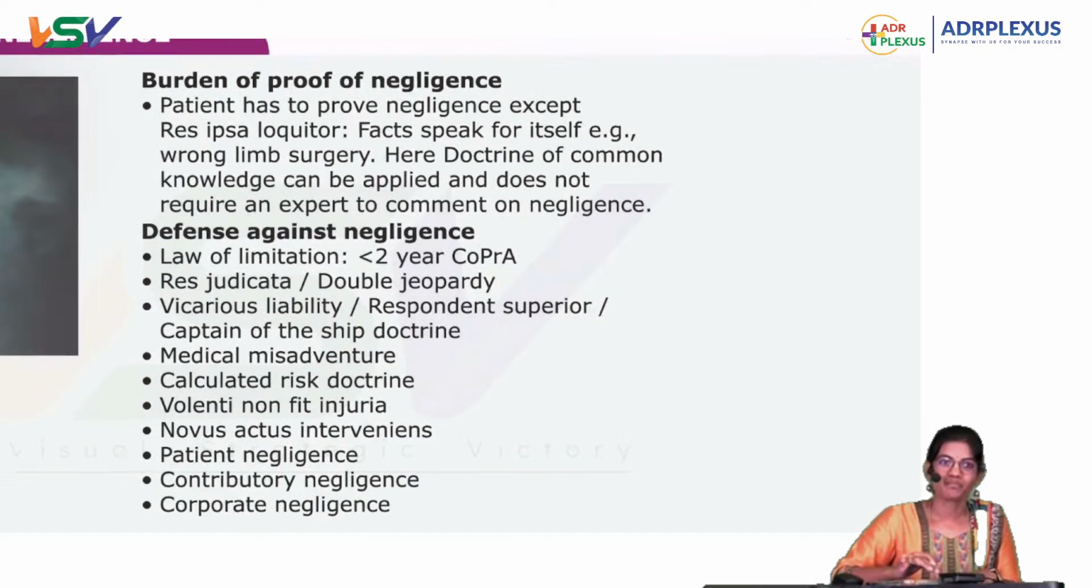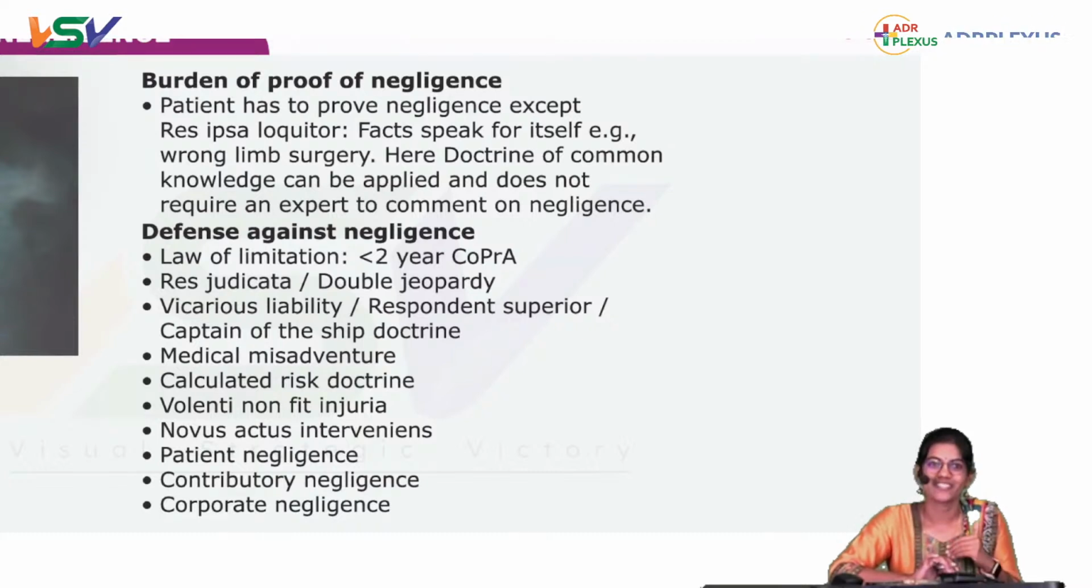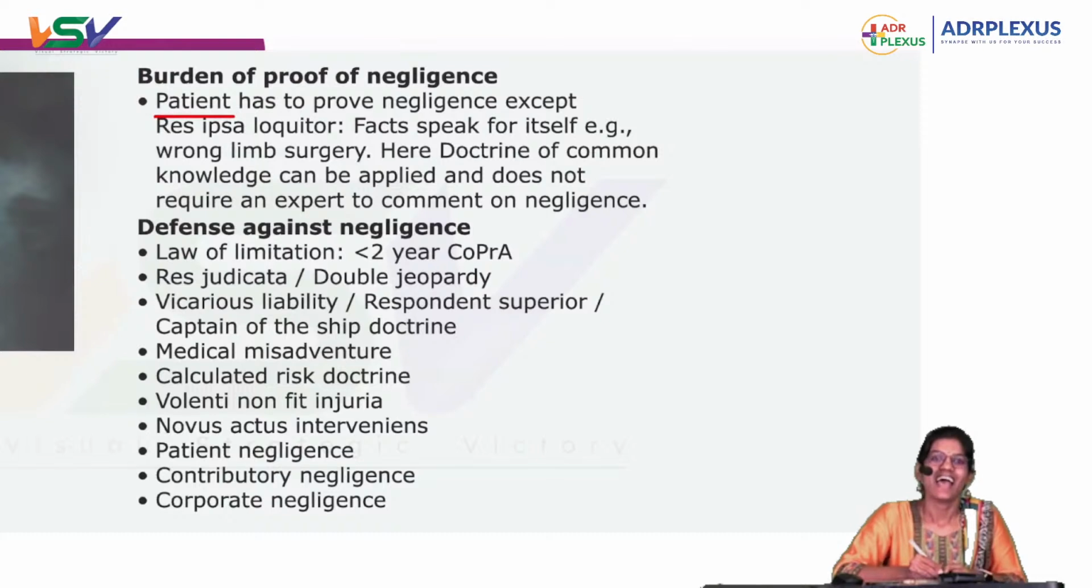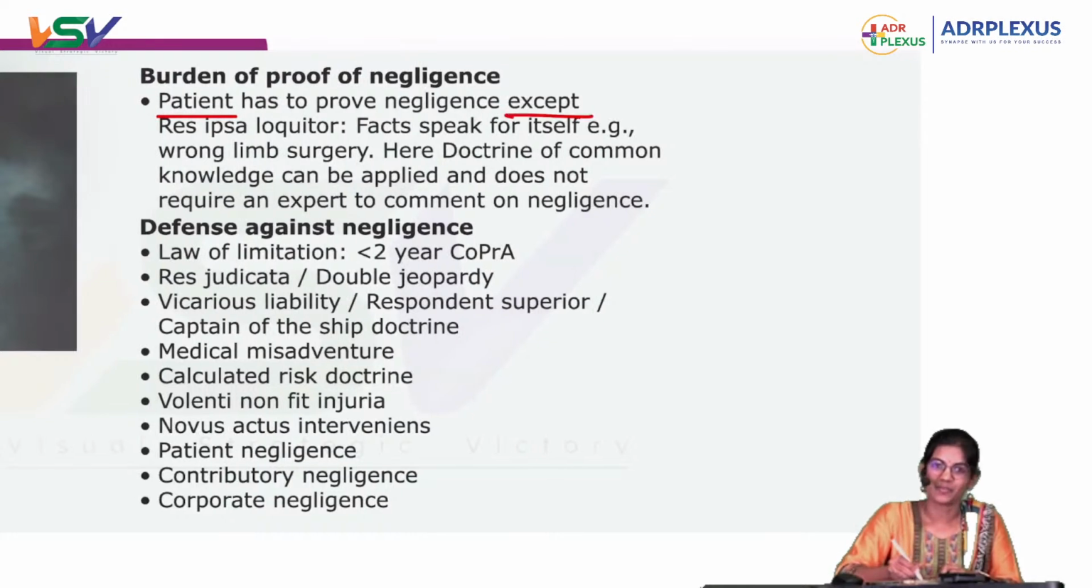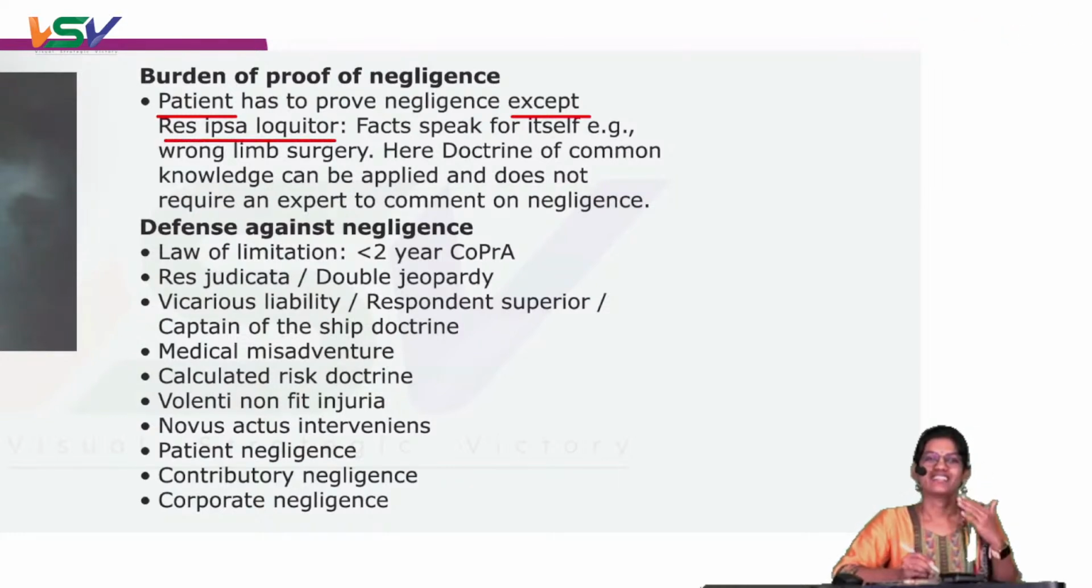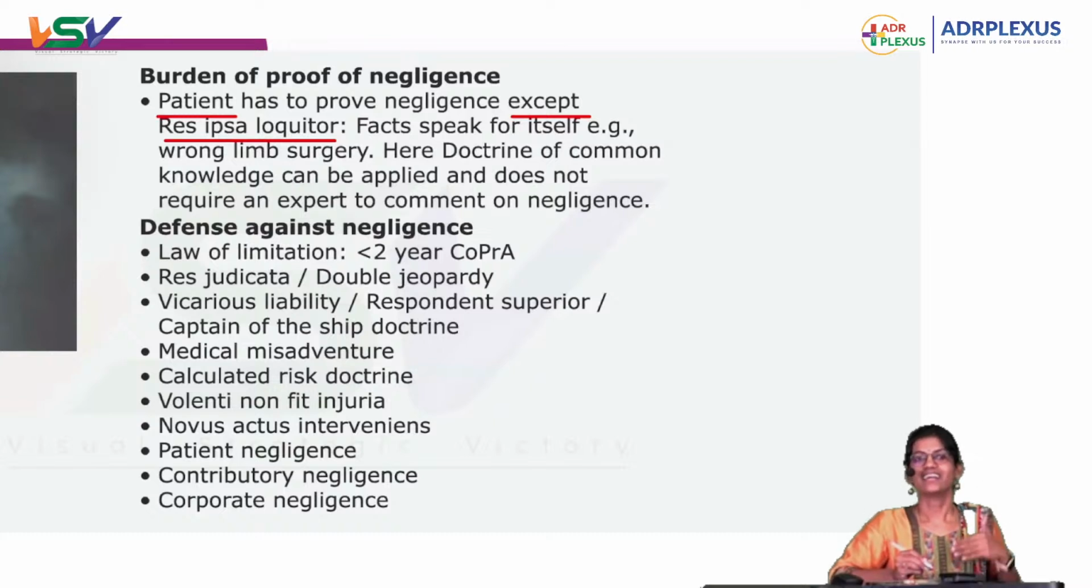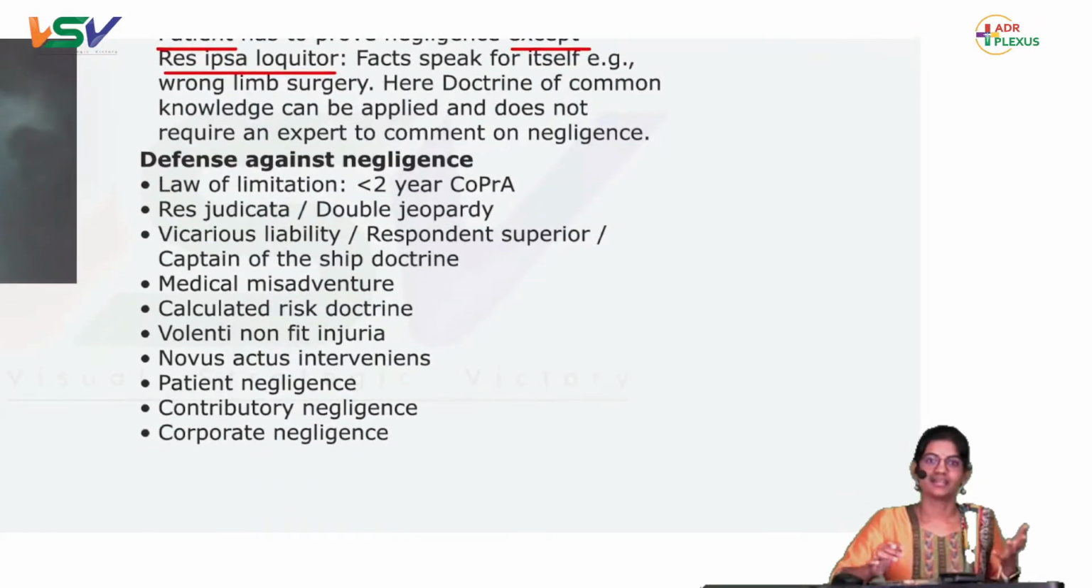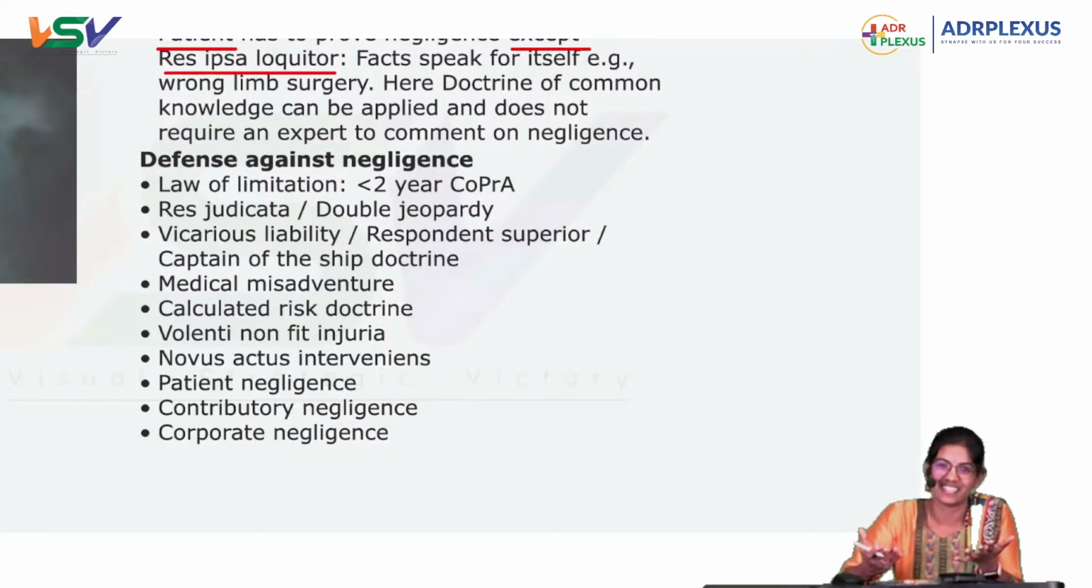Okay, so here we have burden of proof of negligence. It is always that the patient has to prove negligence. So the patient has to prove negligence, except, the word except is the beautiful thing that they ask in MCQs, res ipsa loquitur. Fact speaks for itself. Wrong limb surgery, right? Leaving an object inside. Here the doctrine of common knowledge is applied. What is this doctrine of common knowledge? A layman can say it. That is the doctrine of common knowledge.